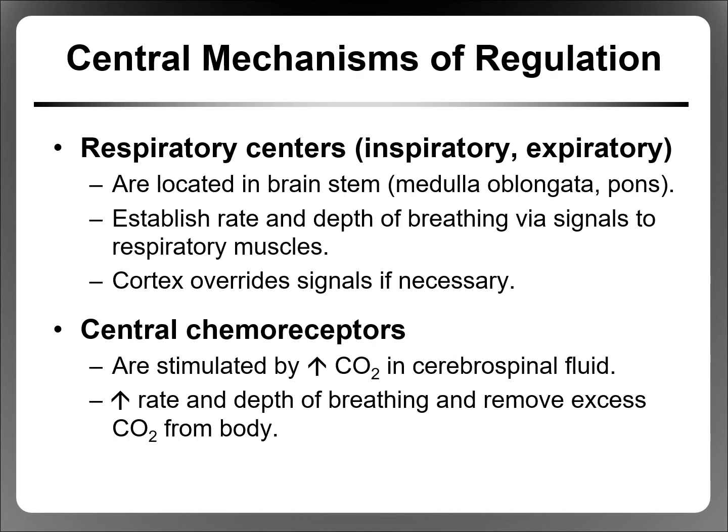So we have a few central mechanisms of regulation within the body. The first being our respiratory centers, the inspiratory and expiratory centers of the brain. Typically, these are located in the brainstem, particularly the medulla oblongata and the pons. This will establish the rate and the depth of breathing via signals to the respiratory muscles. However, our cerebral cortex can override these signals if necessary.